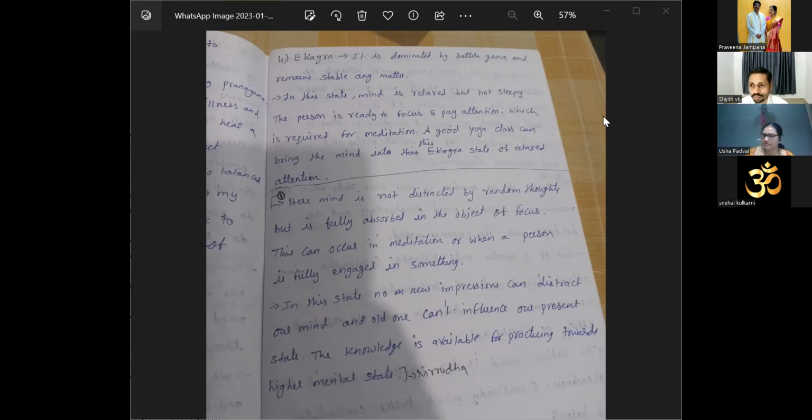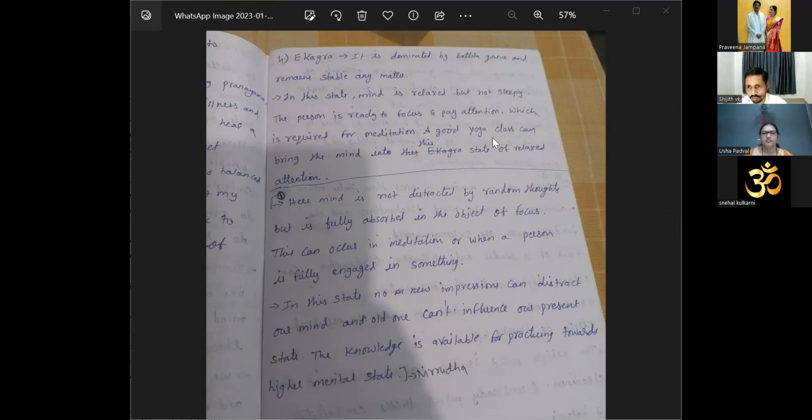See, if you see Yoga Nidra, what happens? It is a sleepless sleep state. We are not sleeping, but we are in a sleep state only because the body is completely relaxed. Similarly, here the mind is relaxed. It does not mean the mind is sleeping. The person is ready to focus and pay attention, which is required for meditation.